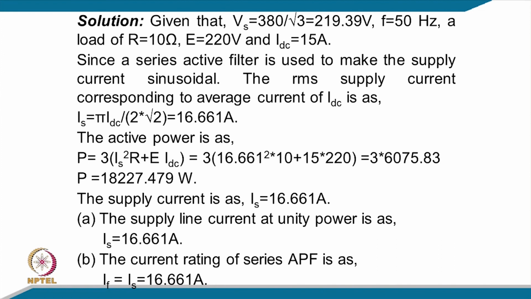Since a series active filter is used to make the supply current sinusoidal, the RMS supply current corresponding to the average current of I_DC will be 16.661 ampere, and the active power will be 3 I_S squared R plus E_DC. Putting in the values, we get the active power of all 3 phases as 18,227.479, and from this we can calculate the supply current. From this, as calculated, it comes to 16.661 ampere, and the current rating of the series active filter is also the same, 16.661 ampere.